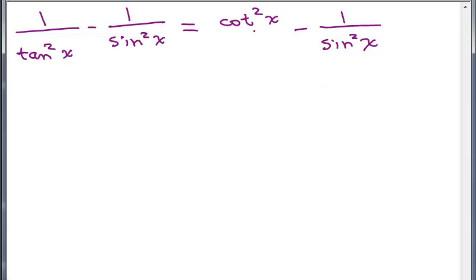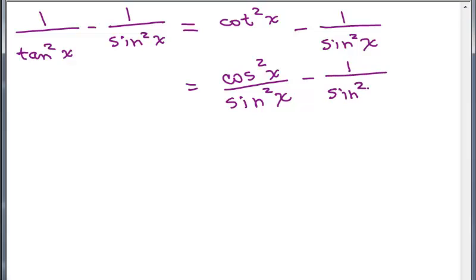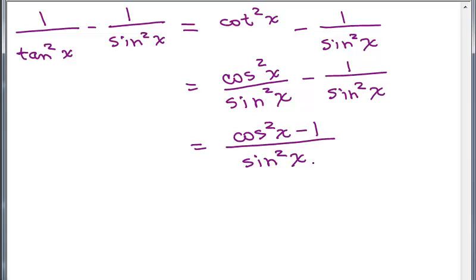And then we could change this cotangent squared x to cosine over sine. If you have the cotangent squared x, it's really the cosine of x over the sine of x, squared. So basically each of them will be squared. All right, so this is one way to start this problem. Now I have a common denominator, which is convenient. So in the numerator, I have cosine squared x minus 1 over sine squared x. Now at this point, you may think you're done.